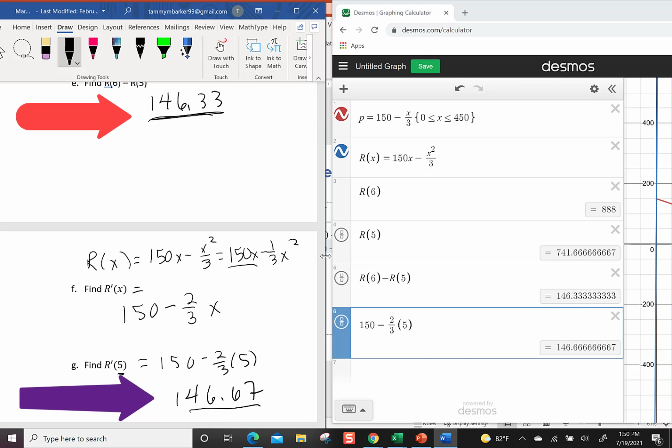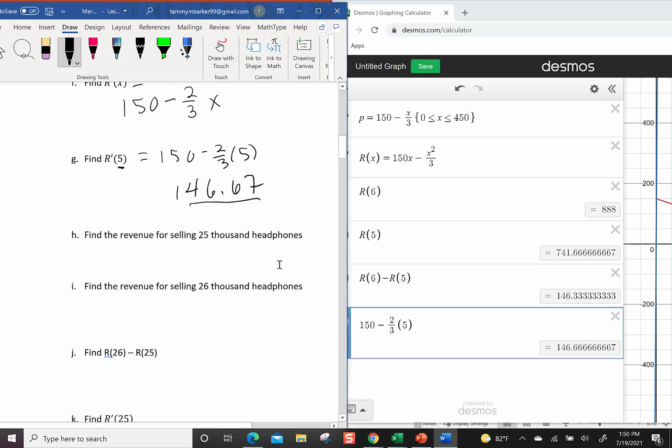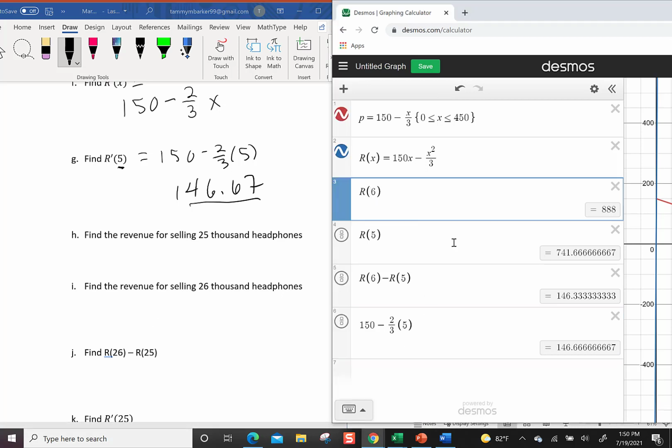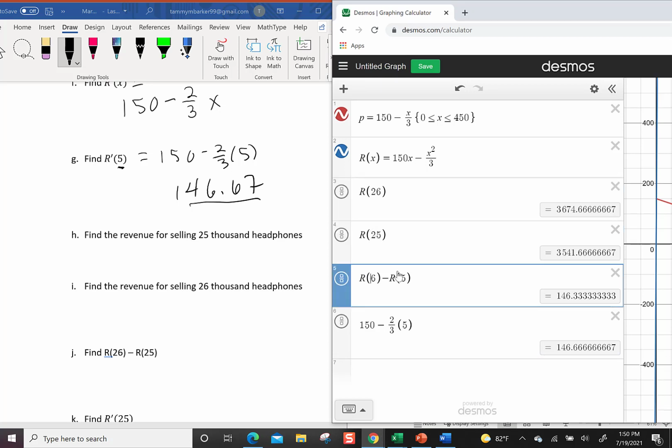Let's try a few more numbers. Let's look at selling 25,000 versus 26,000, and then let's do the difference of those two. So I'm just going to go back and type where we had before. So the 6 I'm going to make 26, the 5 I'm going to make 25, and I'll do that same thing with the subtraction, so I can just type right into it.